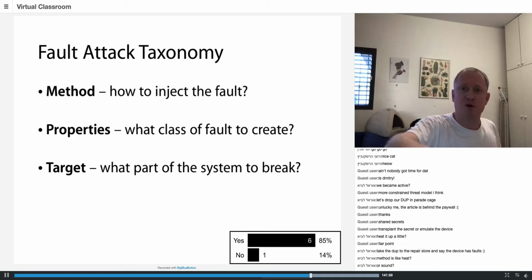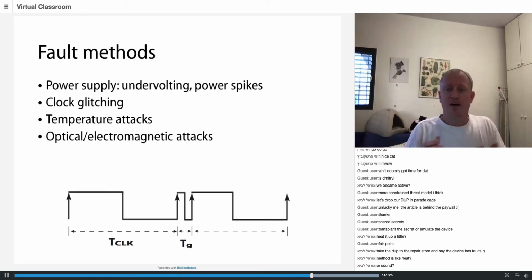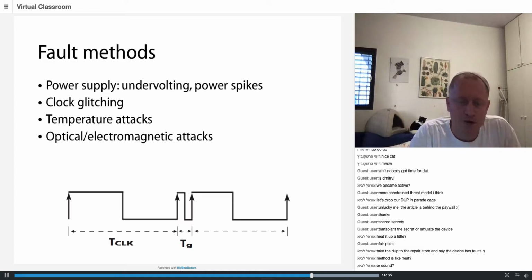Toward the end of this hour, I'm going to show you one fault attack which is actually practical, and we can try to classify it according to this taxonomy. The first thing, which is exciting and everybody wants to think about, is the method. How do we inject the fault? There are all sorts of very crazy and creative ways of doing injection, such as heat or sound.